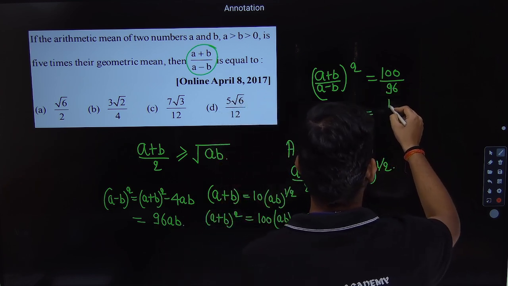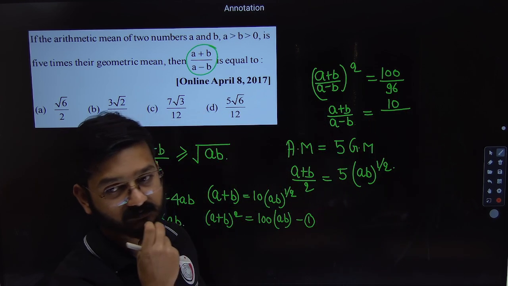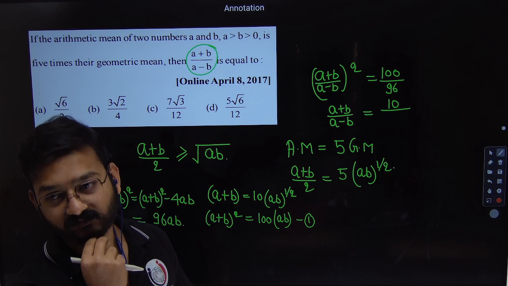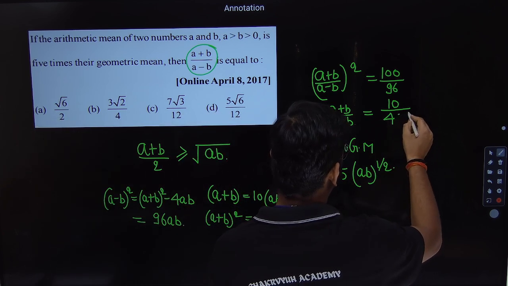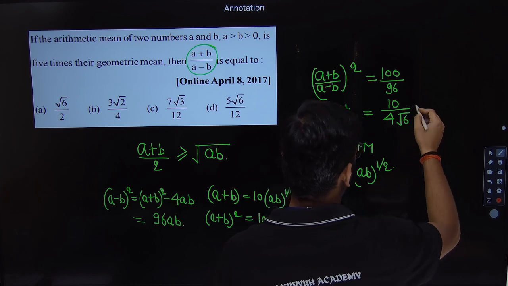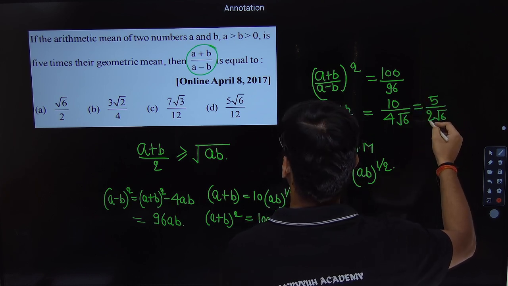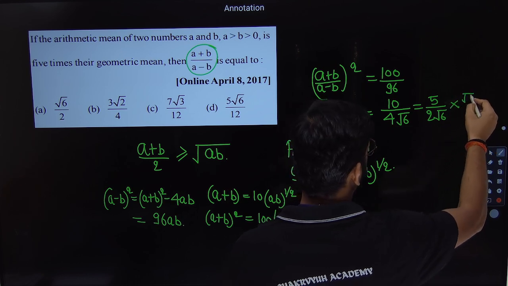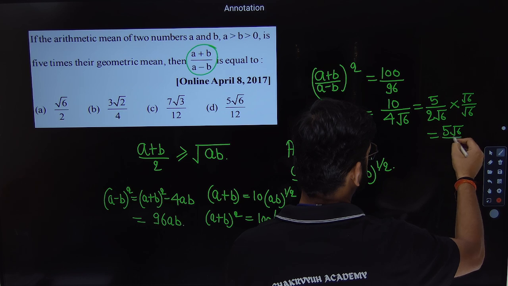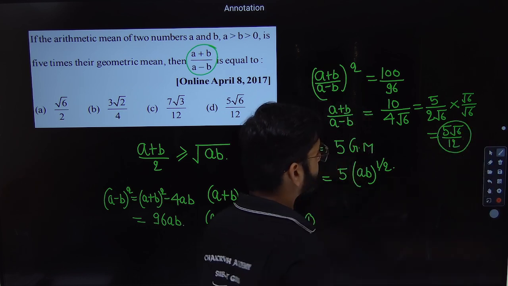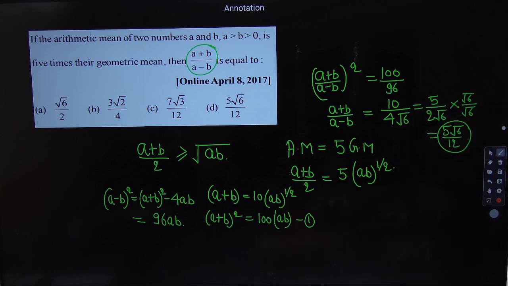So this will be 10 divided by square root of 96. 16 sixes are 96, so 4 root 6. You can simplify this: 5 by 2 root 6. There is no option like that, so multiply and divide by root 6. So the answer is 5 root 6 by 12. Clear? So this is one of the methods.